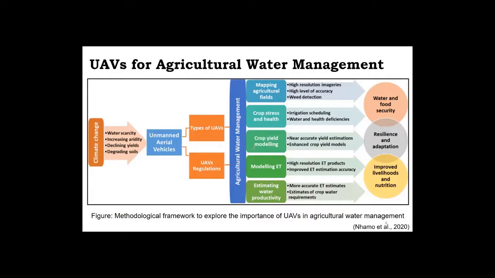This figure outlines the problem because of changing climate and the ways drones can be used for efficient irrigation management to improve food and water security. Some of the major problems we are facing are water scarcity, increased rates of evapotranspiration, decreased production, and degraded soils. And to address these problems for improved agricultural water management, drones can be used in various ways. And in the next few slides, I will be explaining the applications of drones.